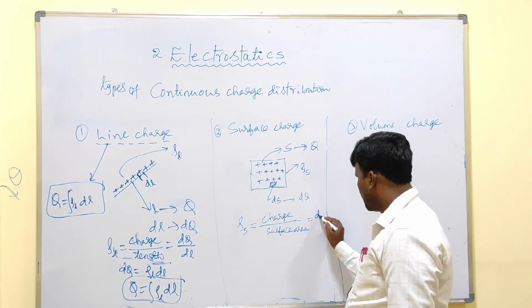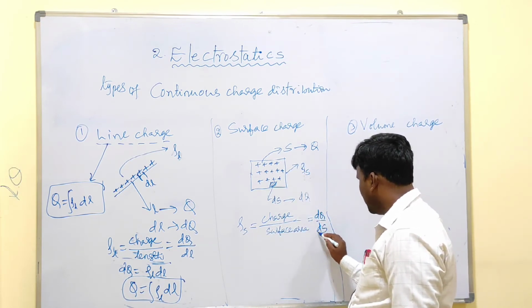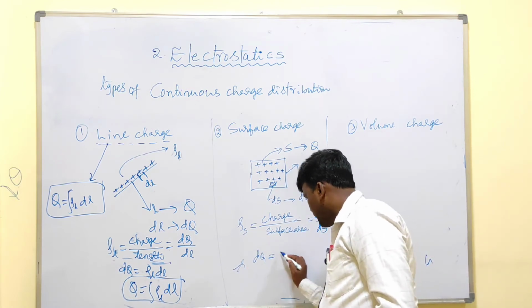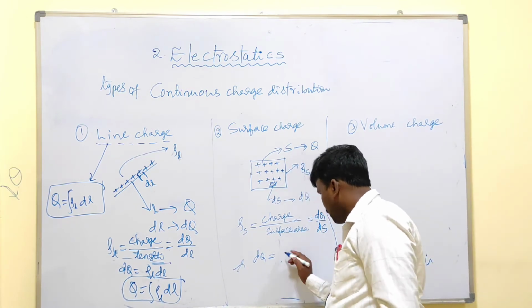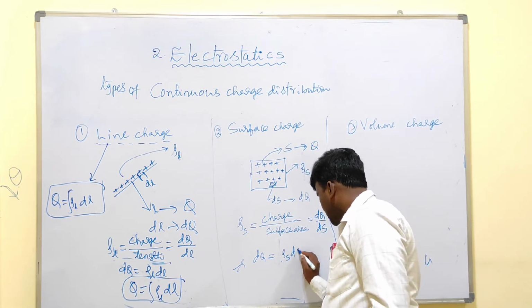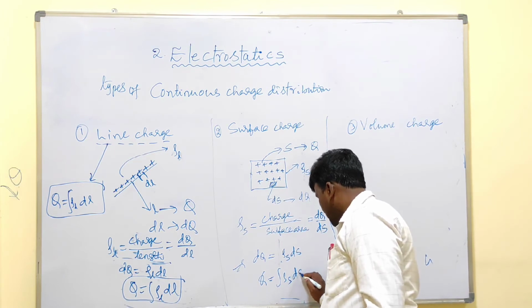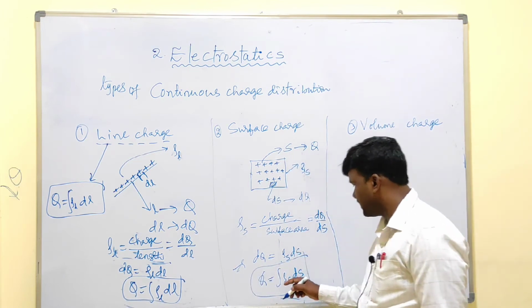That is dq by ds. Then you will get what? dq equal to rho s ds. Integrating, here q equal to integral rho s ds. Units are satisfied.